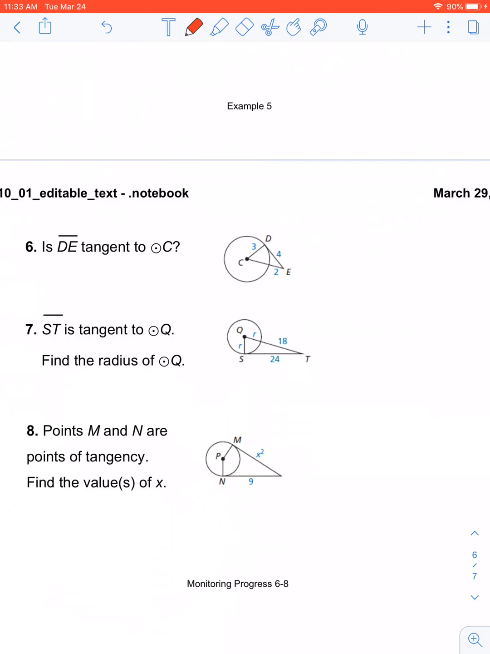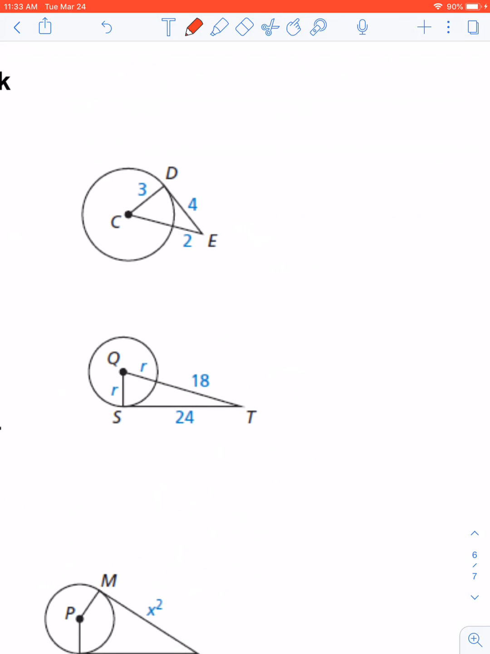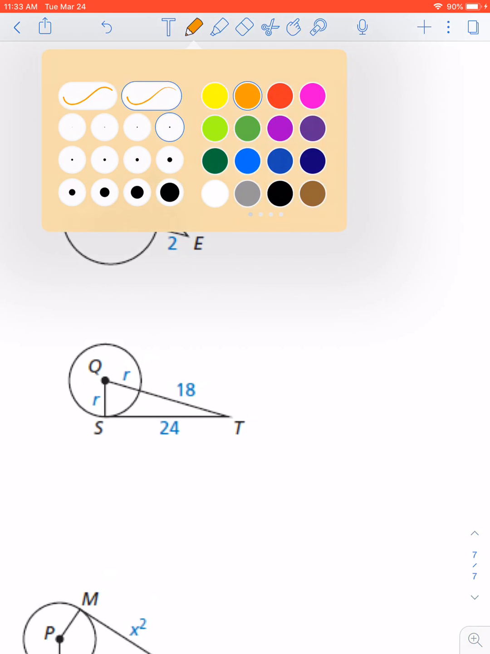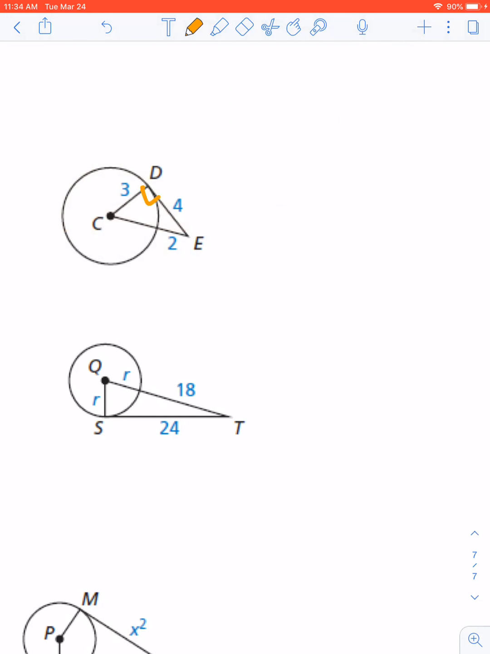Okay, I like 6. 6 is a little bit tricky. Is DE tangent to circle C? All right, so let's look at this. If it is tangent, that means we have to have a right angle there. And if that is a right angle, then it should satisfy the Pythagorean theorem.